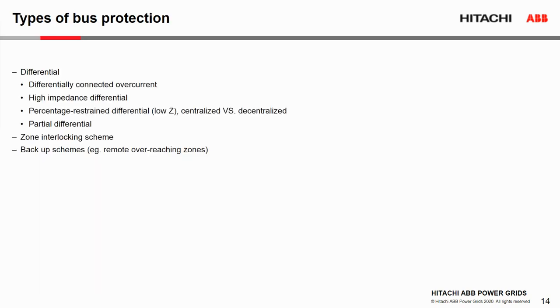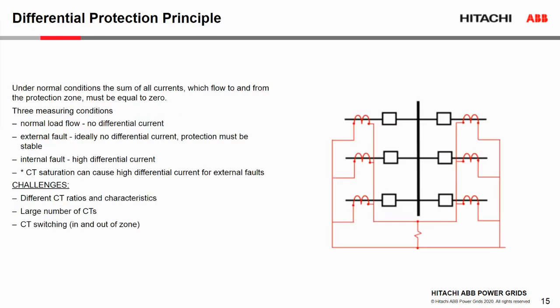Next are the different types of bus protection. We'll cover the 4 different types of differential, the zone interlocking scheme, and the backup scheme. The differential principle, I believe everybody is very familiar with. There are 3 measuring conditions. Under normal load flow, there's no differential current. That has to be the case if the CT circuit is connected correctly and polarity is connected correctly.